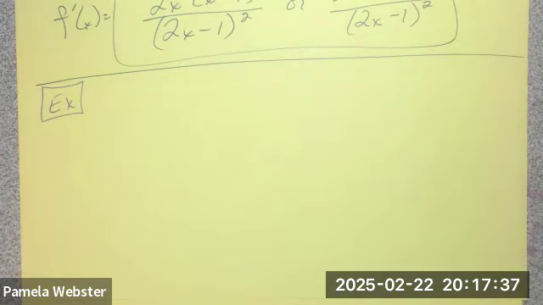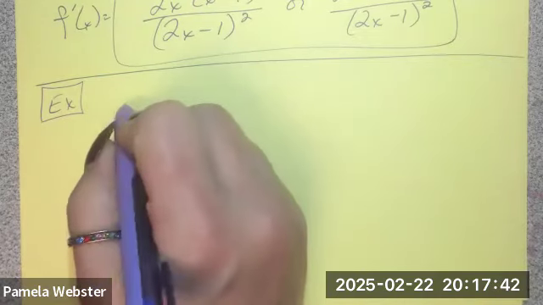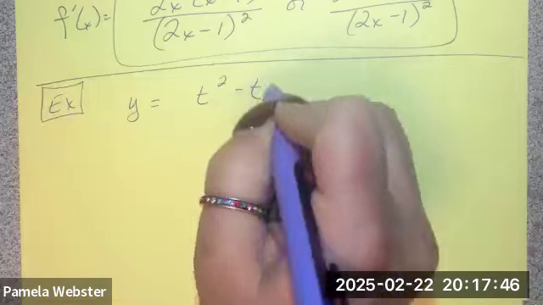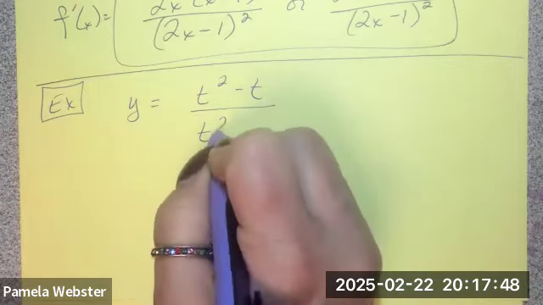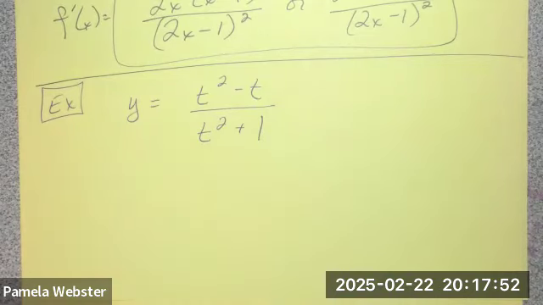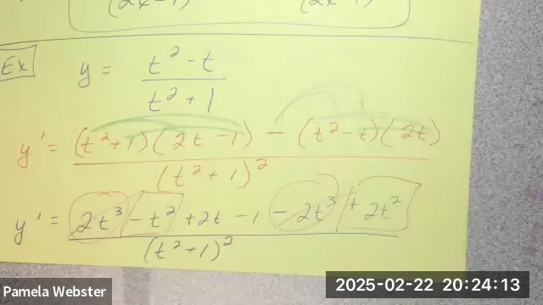Okay. How about this guy? Y equals t squared minus t over t squared plus 1. Try that guy. I'm going to push pause. You push pause. We'll come back and see if we got the same answer.